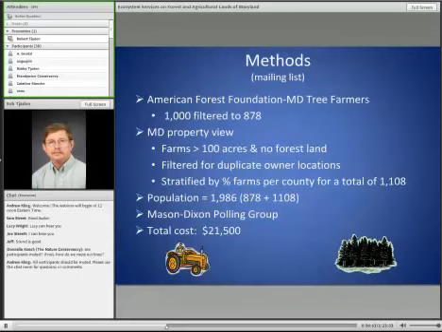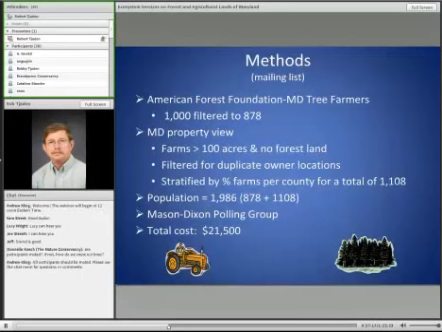The total cost of this, for those of you who may wonder or are interested in doing this, was about $21,500. The actual contract we had with Mason-Dixon was around, I think, $10,000, maybe $12,000. And then the rest was involved with helping pay some people and printing costs and things of that sort.